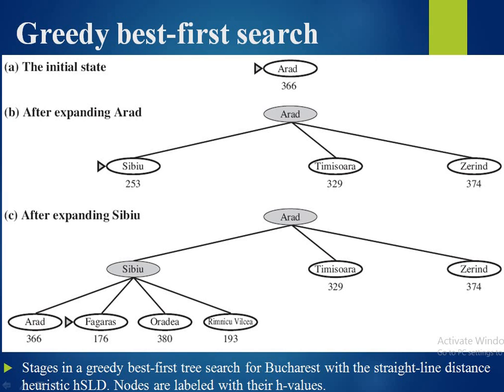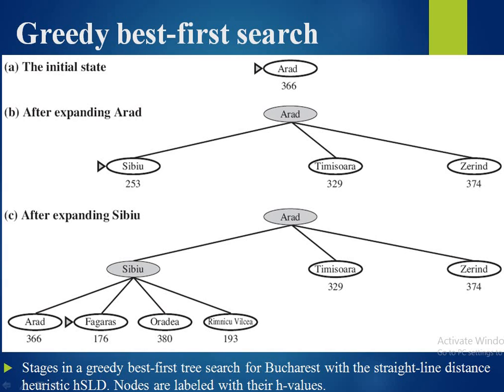Again the straight line distances are provided. From Arad to Bucharest it is 366, from Făgăraș to Bucharest it is 176, from Oradea to Bucharest it is 380, and from Râmnicu Vilcea it is 193. So what is the shortest distance? It is from Făgăraș, so we select Făgăraș here.